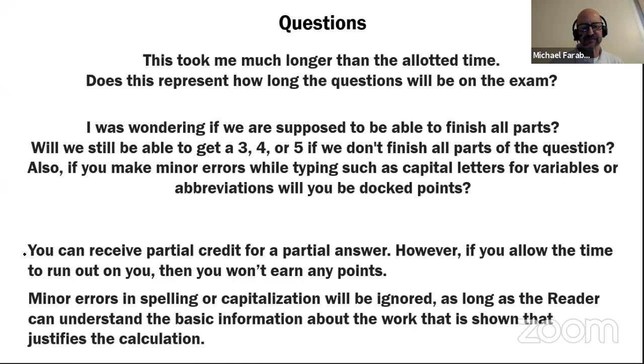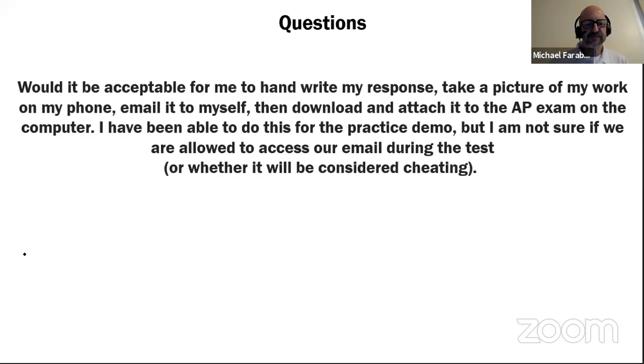Okay, here's my answer to that question. You can receive partial credit for a partial answer. However, if you allow the time to run out on you, then you won't earn any points for that response. So it is better to submit a partially completed answer and get partial credit than to scurry to finish and possibly waste time and not have enough time to submit. So it's okay if you didn't answer every single part on the exam. You can still earn a good score. Minor errors in spelling or capitalization will be ignored as long as the reader can understand the basic information about the work that is shown in justifying the calculation.